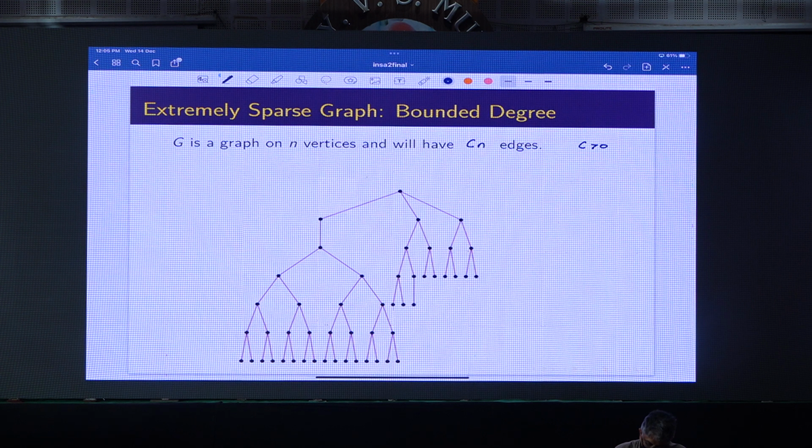Right. So for example, it need not be a tree. You could also have what's called a d-regular graph. Like you could take a triangle, it's a 2-regular graph. These are also sparse graphs in some sense, extremely sparse graphs in some sense.